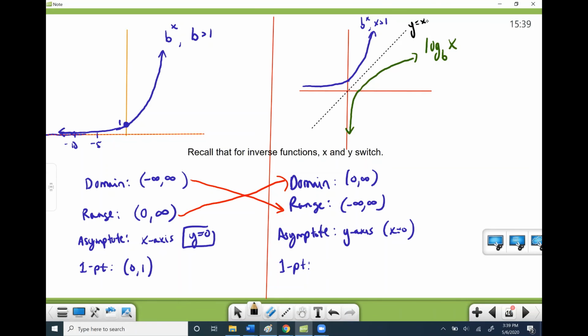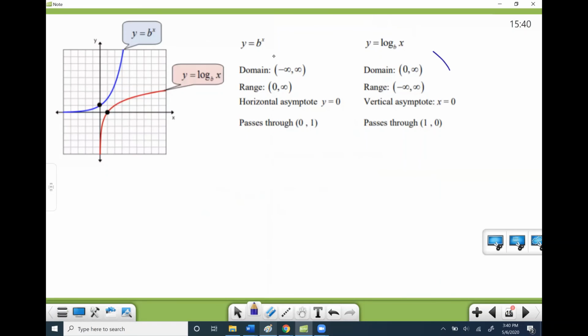And finally, if 0, 1 is on b to the x, then what point is going to lie on log base b of x? Nailed it. Switch them. Perfect, you guys. Well, you can kind of see that if this one's 0, 1, then yeah, this looks like this could be 1, 0. Yeah. Okay. So that's all recorded right here, you know, all that stuff. But now it's kind of us really diving in deep and understanding why those are the way they are.